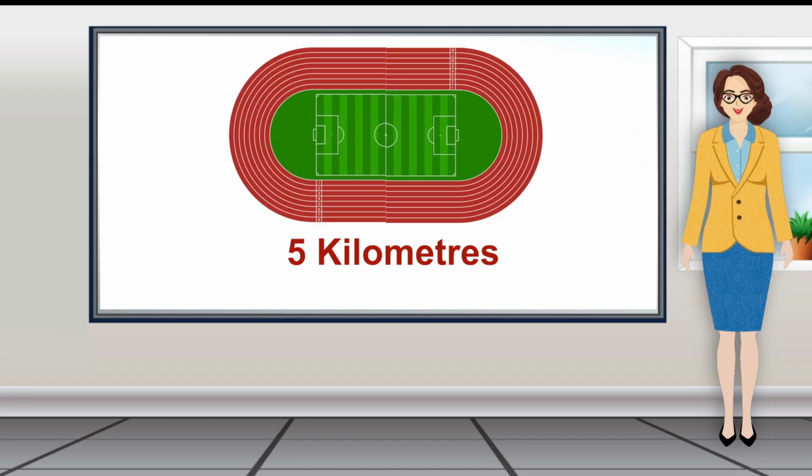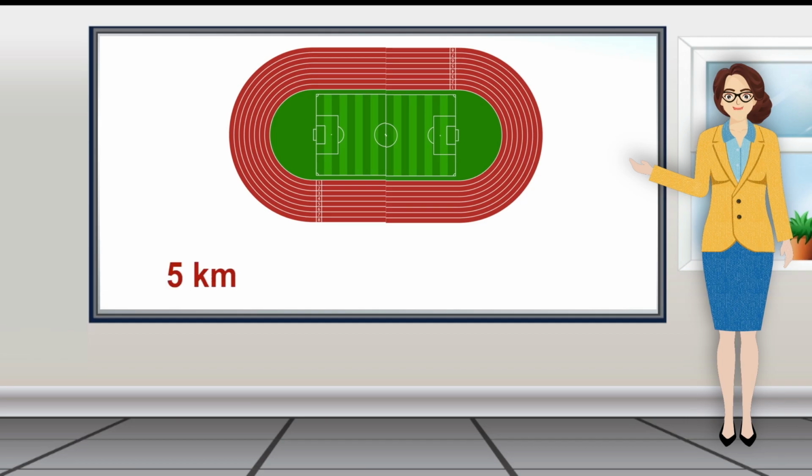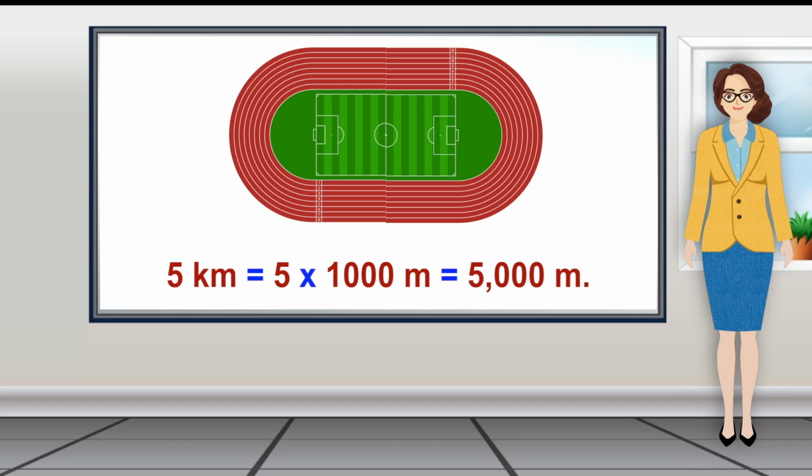If the track of an Olympic race is 5 kilometers and anyone participates in this race, how many meters will he or she run? 1 kilometer is equal to 1000 meters. So, 5 kilometers is equal to 5 multiplied by 1000 meters, which is equal to 5000 meters.